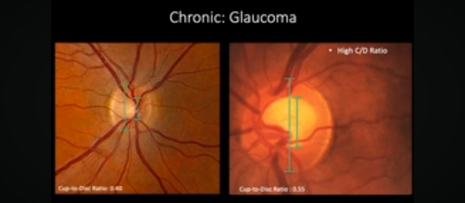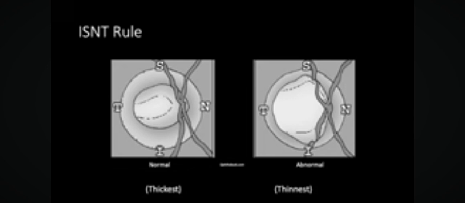Another finding to consider is asymmetry between optic nerves. A difference of 0.2 or more between optic nerves raises a suspicion of possible glaucoma. The ISNT rule is another objective manner of assessing abnormal cupping of the optic disc. The ISNT rule represents the thickness of the optic nerve quadrants in decreasing order from inferior to superior to nasal to temporal. For example, the inferior aspect of the neural retinal rim should be the thickest. The thickness of the neural retinal rim should decrease progressively as we move through the letters of the ISNT rule, from inferior to superior to nasal to temporal. Any violation of the ISNT rule should raise your suspicion of glaucomatous changes.